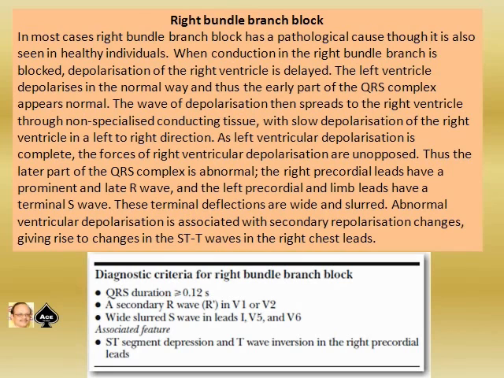As left ventricular depolarization is complete, forces of the right ventricular depolarization are unopposed, thus the later part of the QRS is abnormal. The right precordial leads have a prominent and late R wave. The left precordial leads and limb leads have a terminal S wave. These terminal deflections are wide and slurred. Abnormal ventricular depolarization is associated with secondary repolarization changes, giving rise to changes in the ST segment and T waves in the right chest leads.